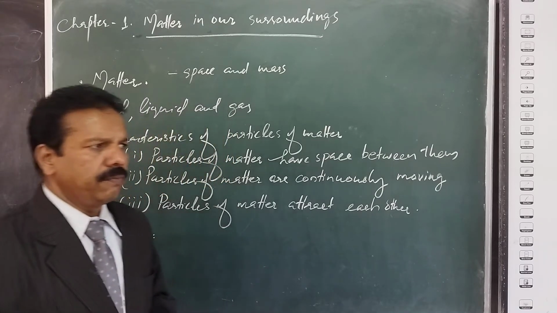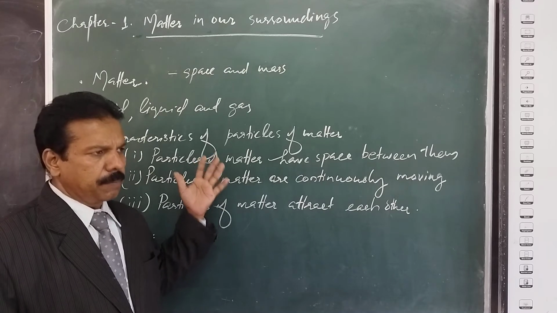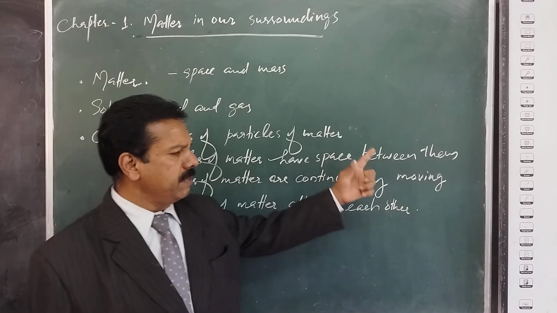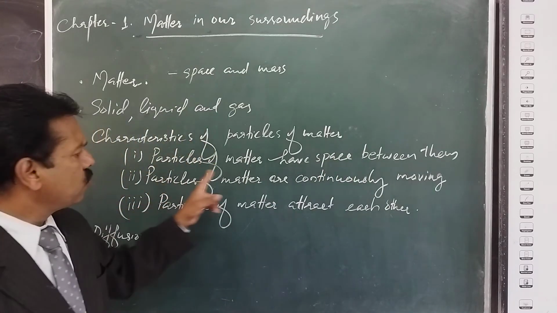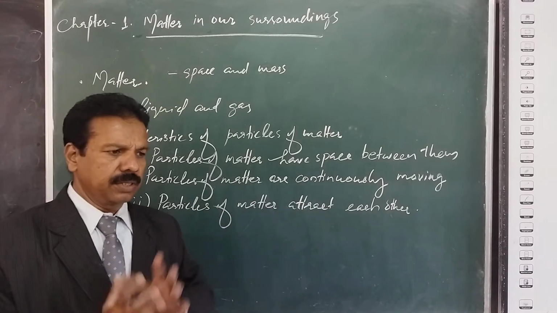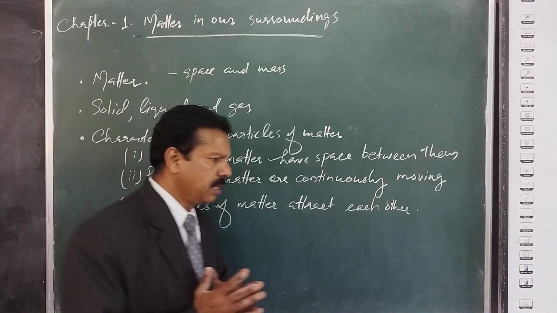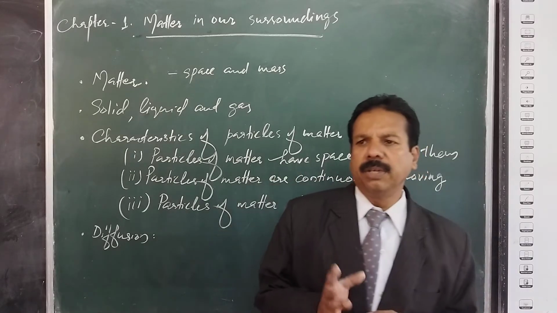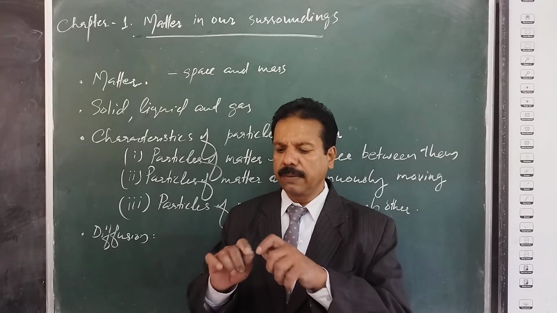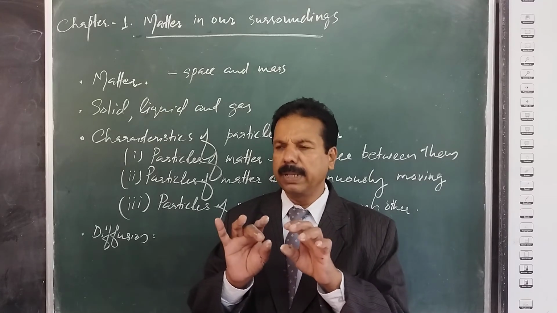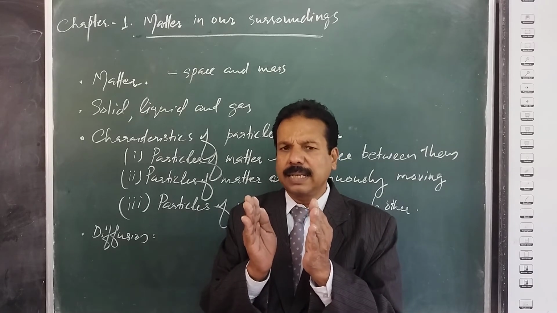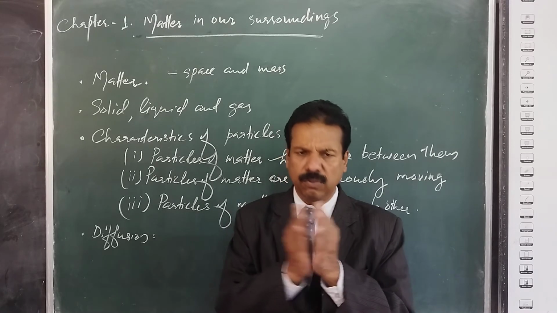And we have to think about three properties or characteristics. Particles of matter have space between them. Particles of matter are continuously moving. Particles of matter attract each other. In a solid state, in a metallic piece, if we try with our hands to separate that metallic piece into two pieces, it is impossible because the particles are attached to each other with a strong attractive force.